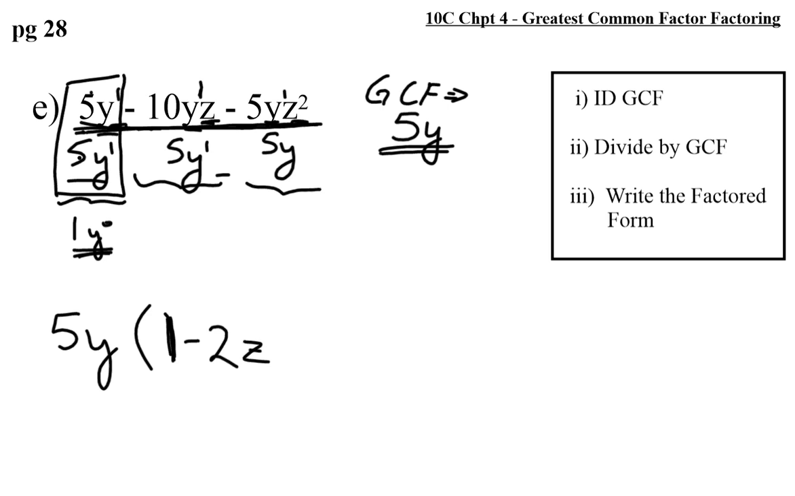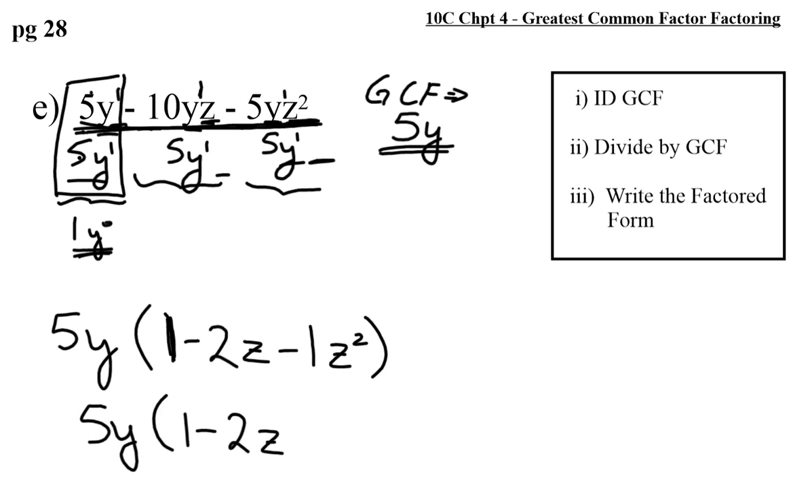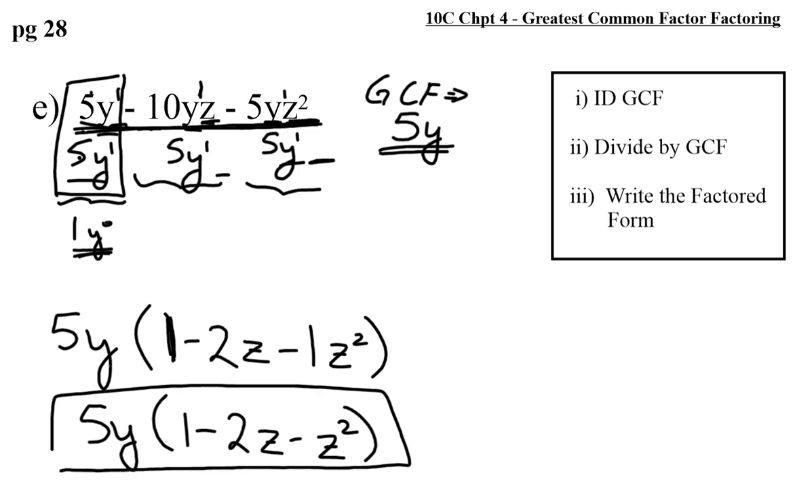Negative 5 divided by 5 is a negative 1. Y divided by y, 1 subtract 1 gives me a y0. But z squared divided by nothing leaves me with a z squared. So my factored form is 5y times 1 minus 2z minus z squared. There's your factored form. Monomial 5y times the trinomial.